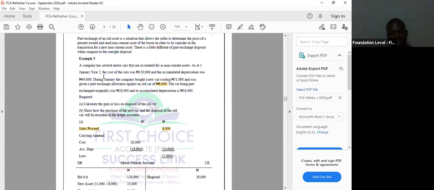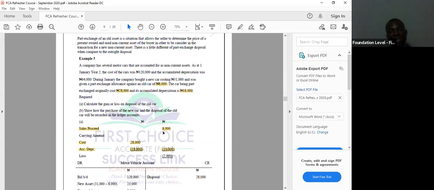What next is that we move on to the carrying amount. How do you get the carrying amount? Carrying amount is cost minus accumulated depreciation. What is the cost? They told us that the car being part exchanged was originally 28,000, and the accumulated depreciation is 18,000. So 28,000 is my cost, and the accumulated depreciation is 18,000. If I subtract them, my carrying amount as at that moment is 10,000.